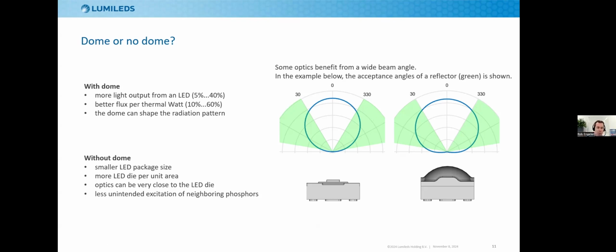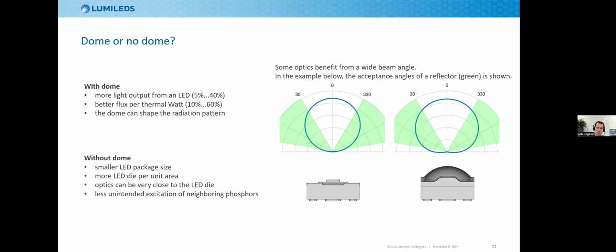But without the dome, we have a much smaller package size because we don't need to house that dome. So we can pack more LEDs together in our array. And second, the optics that we might use can be very close to the LED. Think of a mixing rod can be almost touching the die.